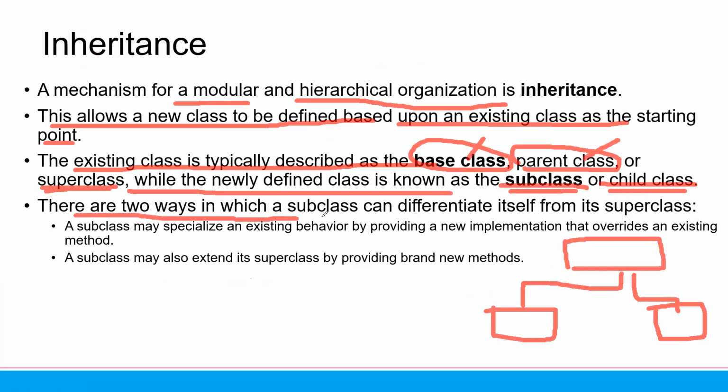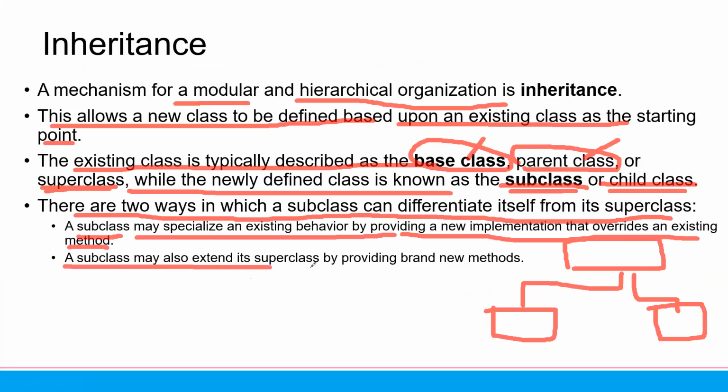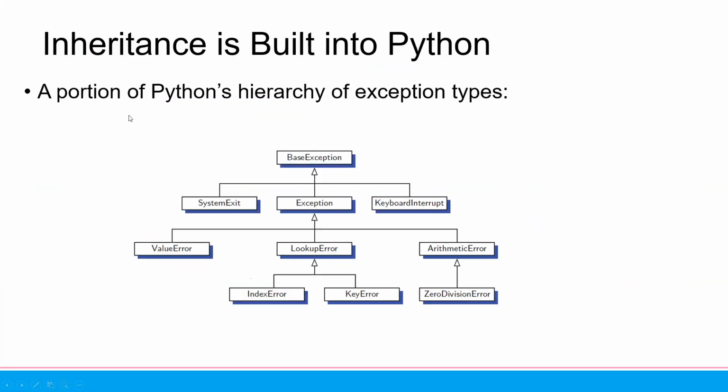There are two ways in which a subclass can differentiate itself from its superclass. A subclass may specialize an existing behavior by providing a new implementation that overrides an existing method. A subclass may also extend its superclass by providing brand new methods. Okay, what does this mean? Let's see.